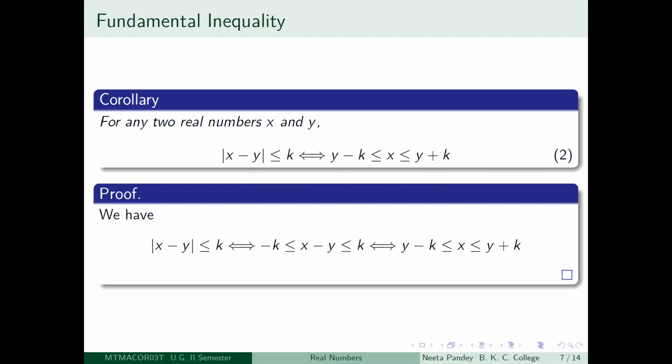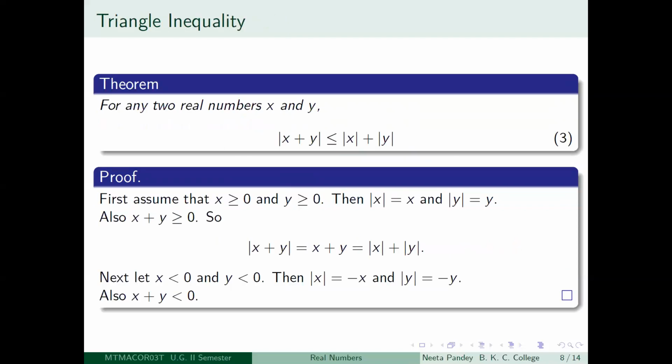Okay, so this is the fundamental inequality, and another inequality which is very important for our purpose is called the triangle inequality. What does this say? That if you have any two real numbers x and y, then mod of x plus y is less than or equal to mod x plus mod y.